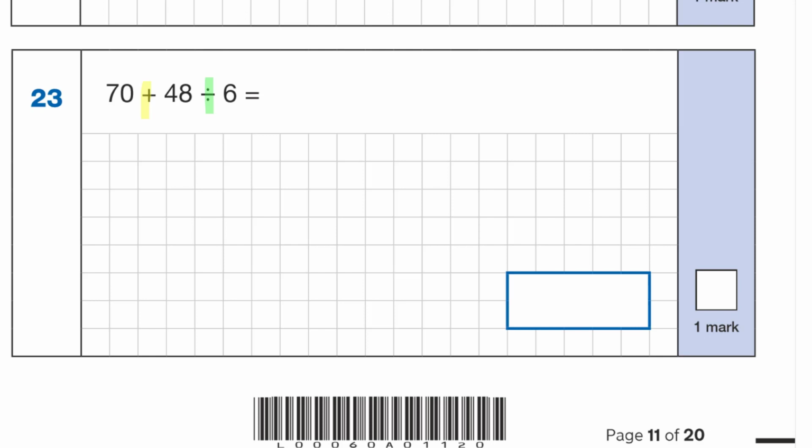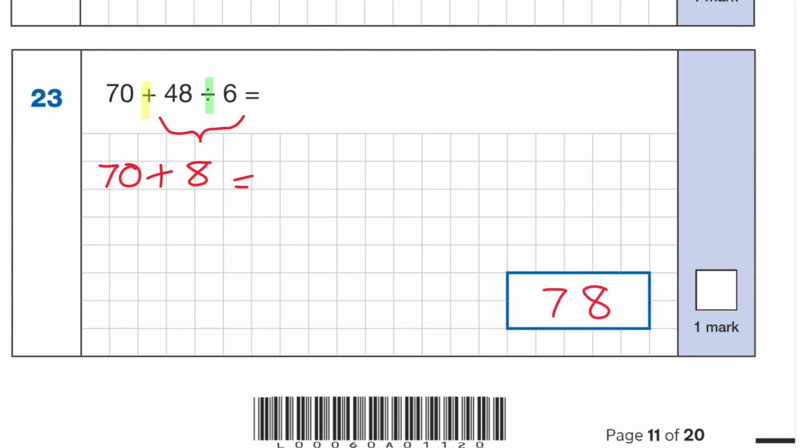So you need to make sure that you're doing your division first. You need to make sure you do this part first. So 48 divided by 6 is 8. So we need to rewrite this as 70 plus 8. Okay, and then our answer is 78.